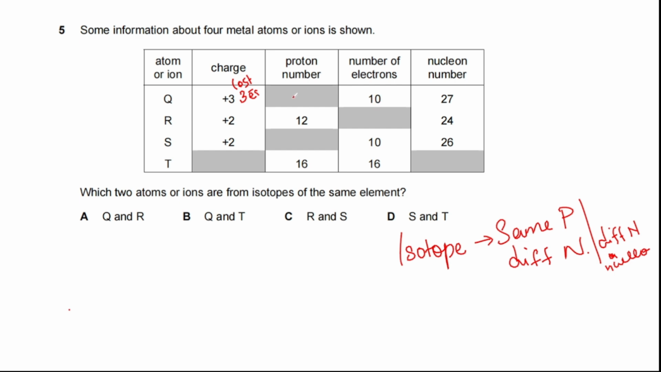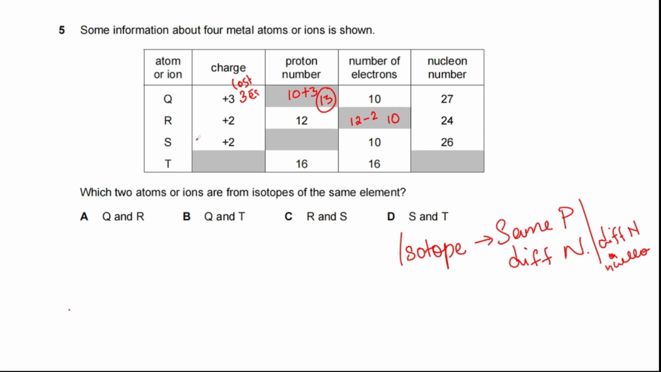So the proton number is not going to be 10, because it has lost the 3 electrons, that's why it is 10. So the proton number still stays the same, so it's going to be 13, and the nucleon number is 27. For the atom R, the proton number is 12, but the electron number you're not sure. Previously it was 12, but now the charge is +2, so it has lost 2 electrons, so it's going to be 10.